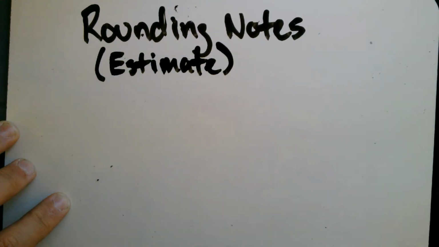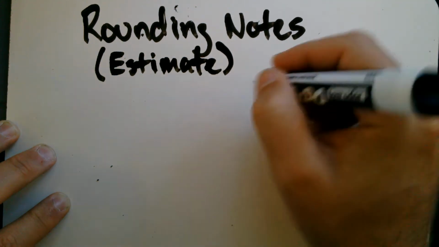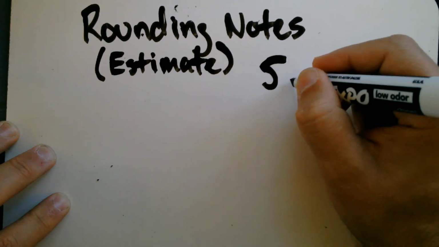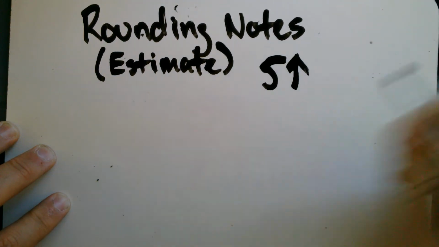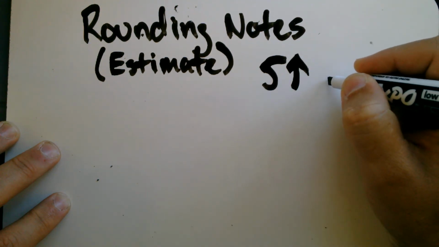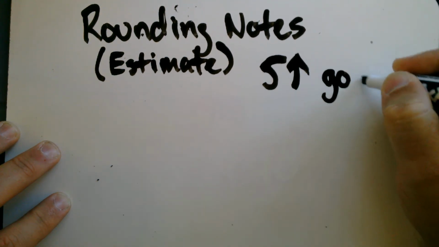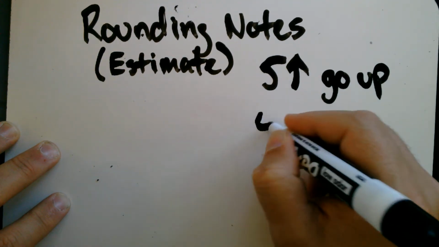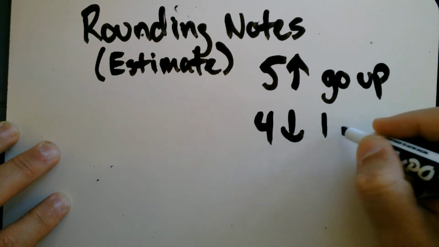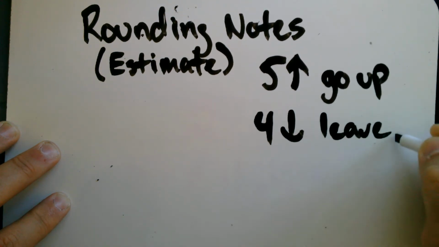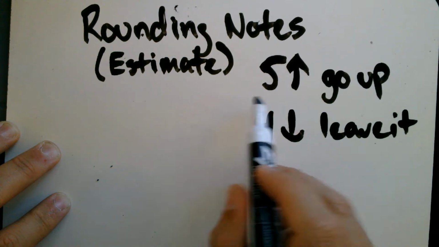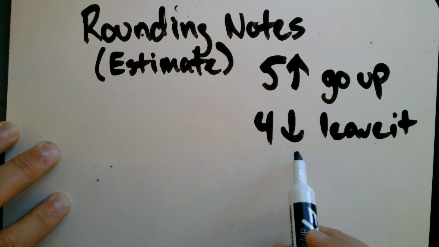All right, so you guys have probably heard this before. If you've not, then this is a good thing to write as well. 5 or more, so 5 or higher, you raise the score. You go up. 4 or less, let it rest or leave it. Okay? So if the number is 5 or more, we're going to go up. If the number is 4 or less, we're going to leave it.